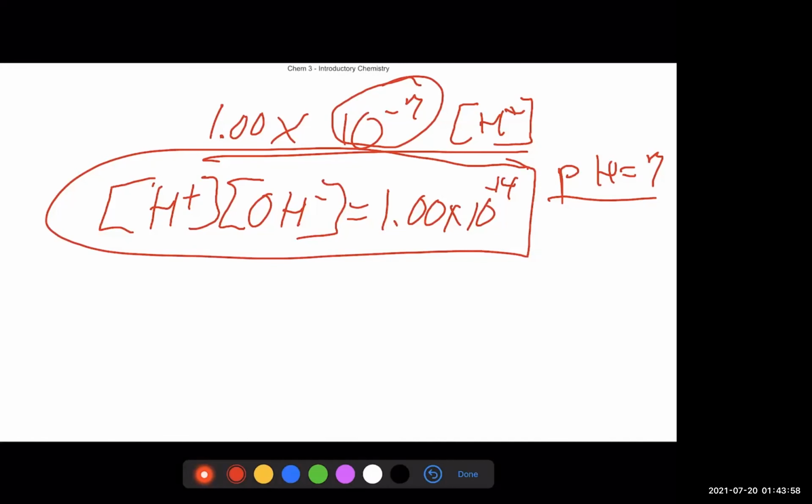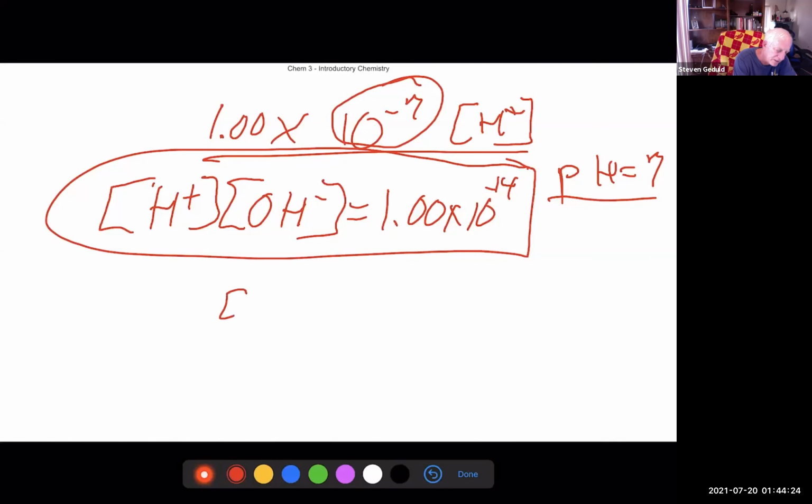I'm sorry, what's basic? Is it the pH equals 7? The pH equals 7 is neutral. We haven't quite done the pH yet, but we're getting to it. When pH equals 7, the H plus concentration equals 10 to the minus 7, and the OH concentration equals 10 to the minus 7. So when it's neutral, they're both the same. One's not more than the other.